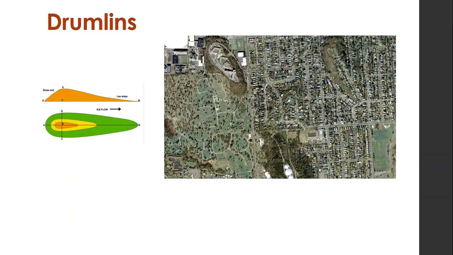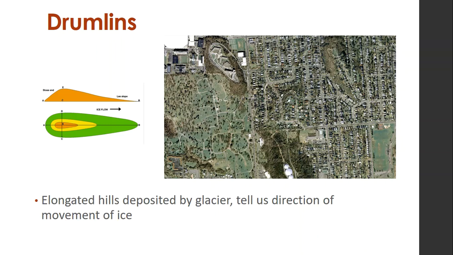So drumlins have this very, very unique shape to them. They're like this teardrop shape. And these are elongated hills of deposited material that tells us the direction of the moving ice. And so when you see drumlins, there's 3 here, they're all facing the same direction. Right? And so you can look at satellite imagery and point them out and say, oh, we have these 3 tear-shaped features in the landscape. They're all facing the same direction.